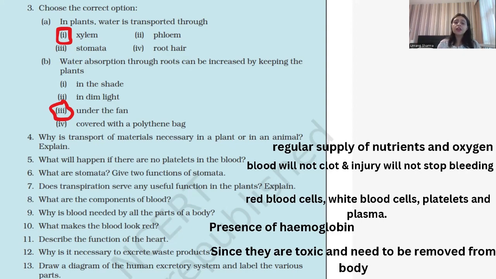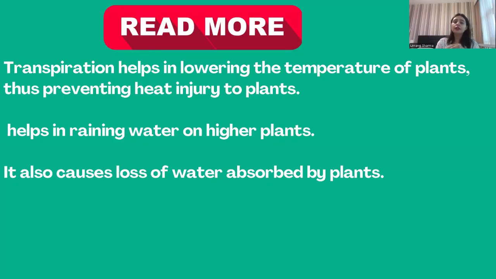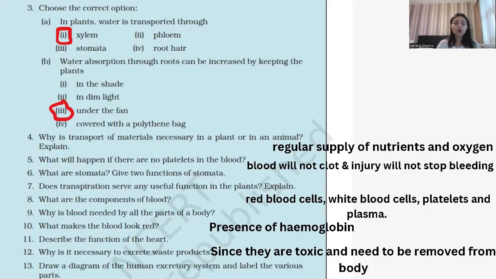Does transpiration serve any useful function in plants? Explain. I have already written this as a note, you can jot it down as a solution. Transpiration helps in lowering the temperature, as I've already told you that it helps in cooling down the plant body. It helps in drawing water up in higher plants, and it also causes loss of water absorbed by plants. When there is no demand for water, the excess water just comes out from the plant body, which is known as transpiration.